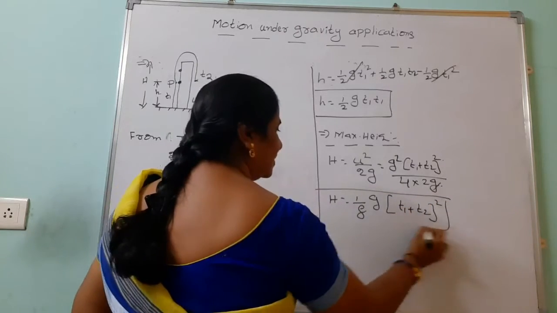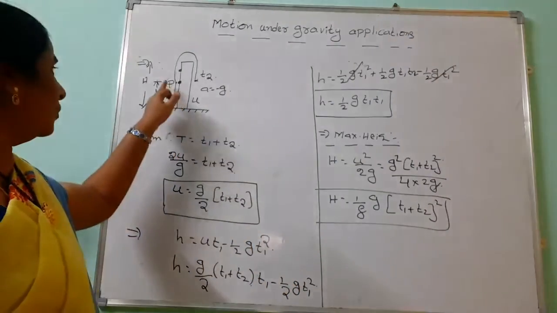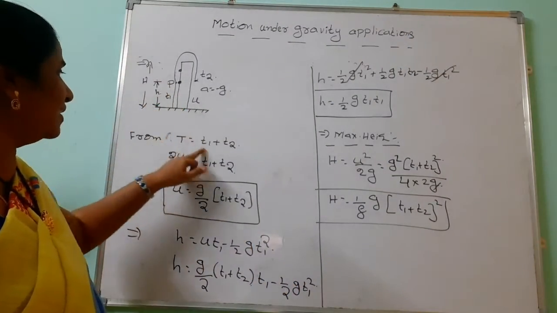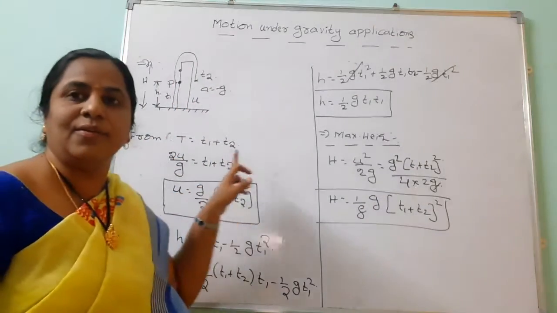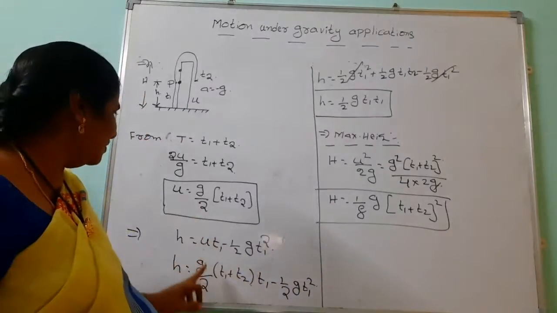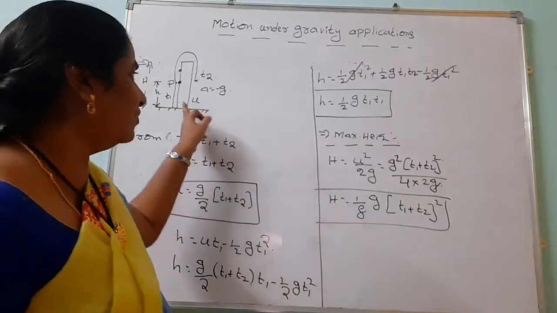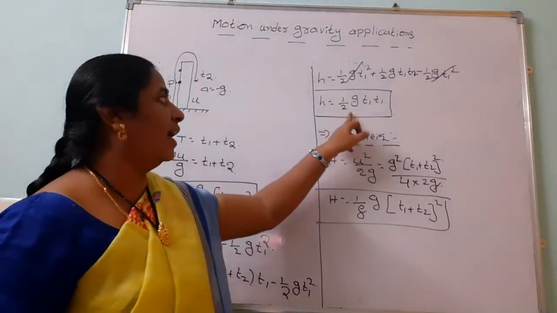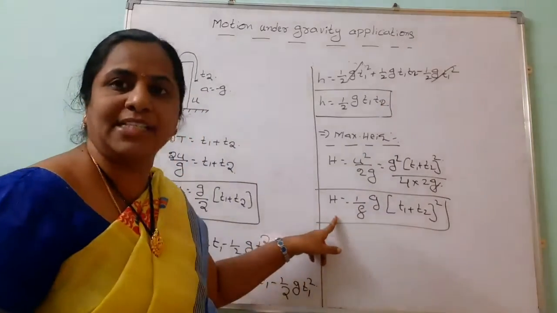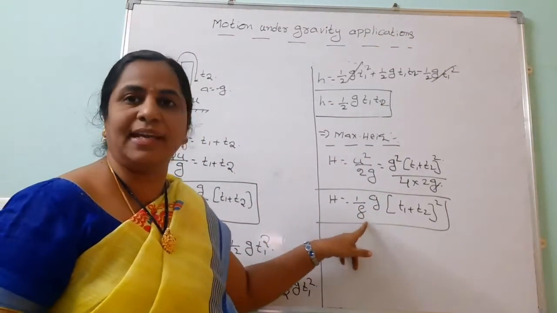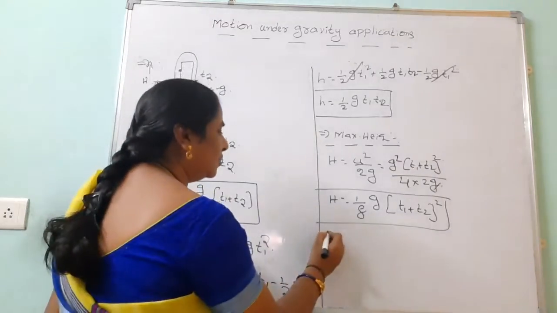The question is, when the body is projected upwards, it covers point P first at t1 seconds, and while coming down it takes t2 seconds. The projected velocity is u equals half g t1 plus t2. The height of point P from the ground is half g t1 t2. And the maximum height equals 1 by 8 into g into t1 plus t2 whole square. We do one problem based on this.